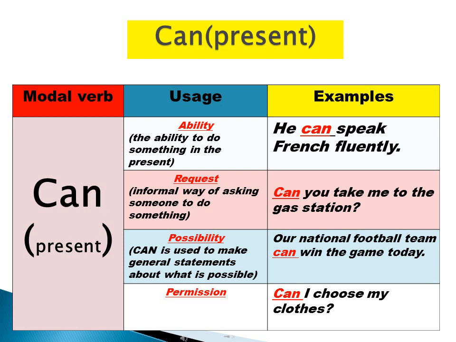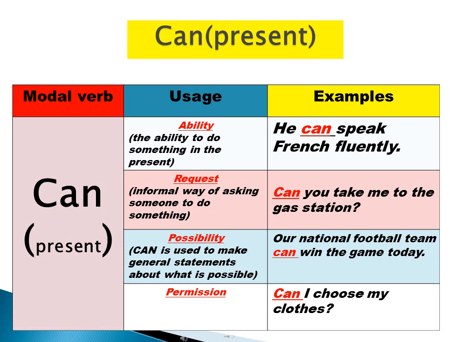Number 2. Can you take me to the gas station? Here it's not ability. Here you are asking someone to do something for you. It's an informal way of asking someone to do something for you. So, can you take me to the gas station? Here it is a request.